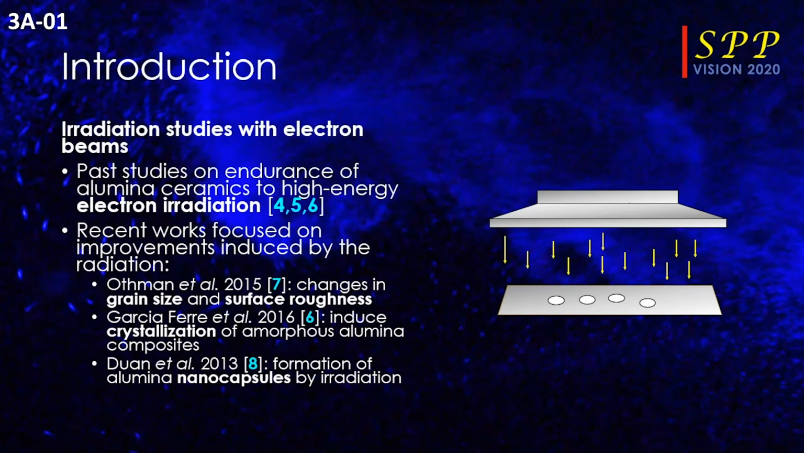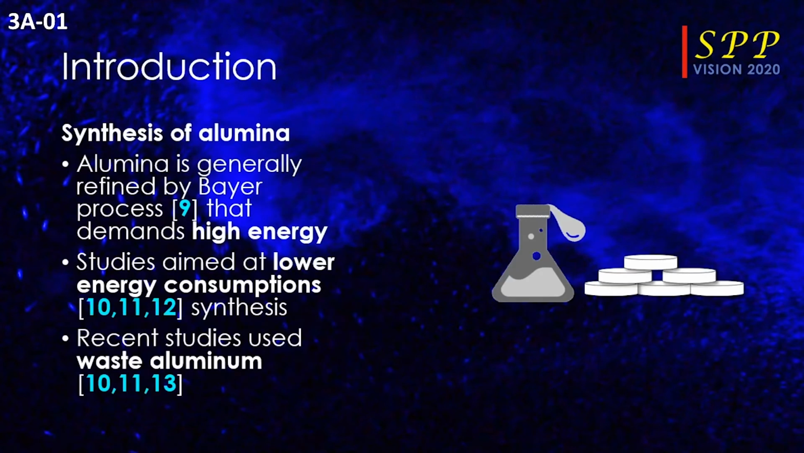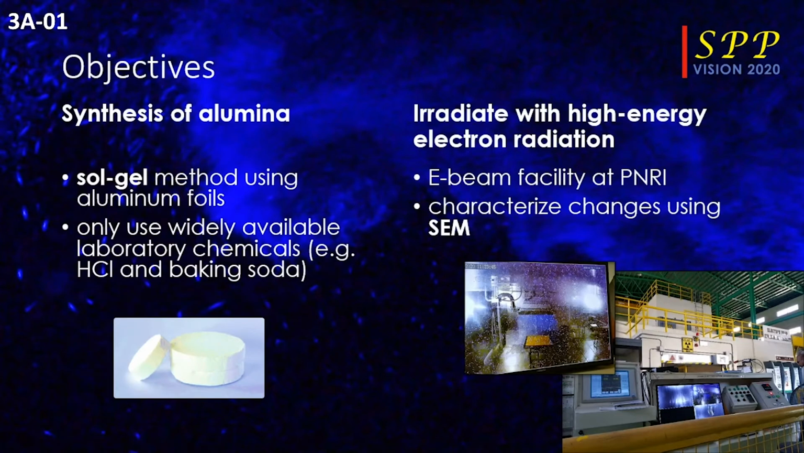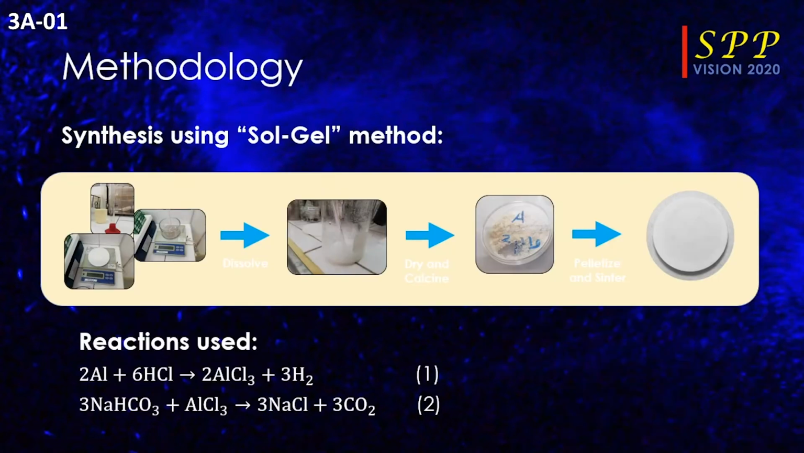The effect of radiation on alumina is very important to study because radiation has many effects on materials. The common way of producing alumina is through the Bayer process, but it demands high energy. Therefore, many studies have used waste aluminum cans to produce pure alumina. Therefore, the objective of this study is to synthesize alumina using a low energy method and to see the effects of high energy electron radiation. In the synthesis of our alumina, we used the sol-gel method with the reactions described below.